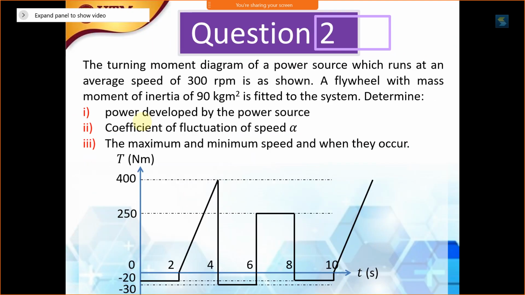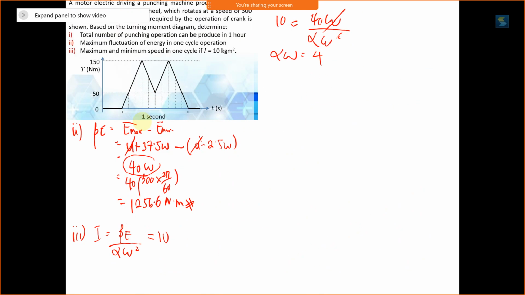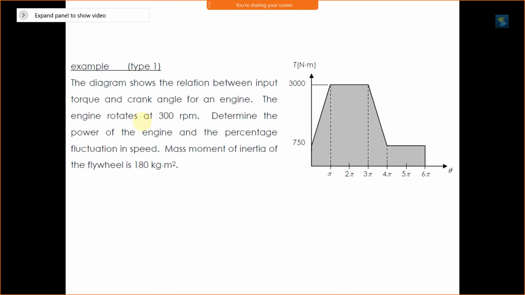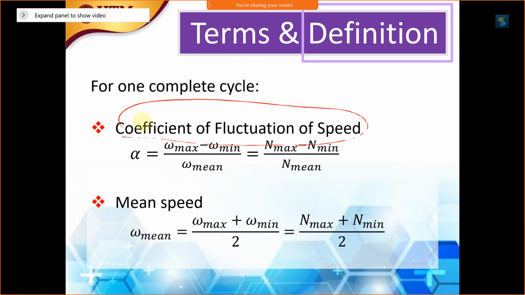Okay, so next, where were we? So this one. We have alpha omega equals 4. So we know the equation of alpha is equal to what? Where is the equation of alpha? Where is it? This one, isn't it? So here we know this is equal to 4.